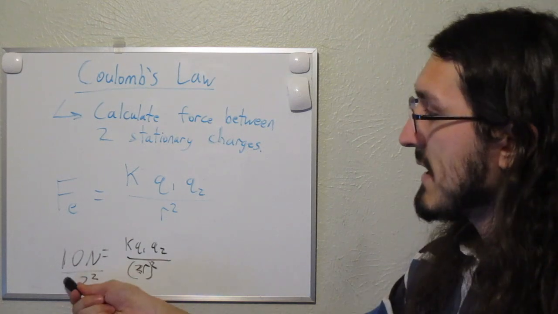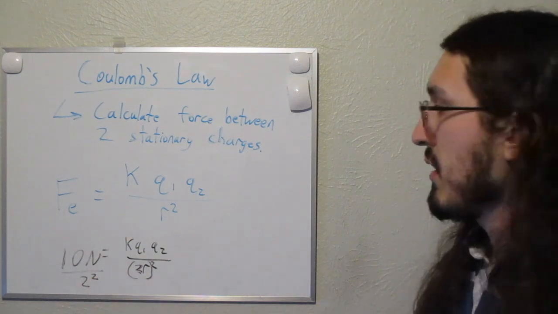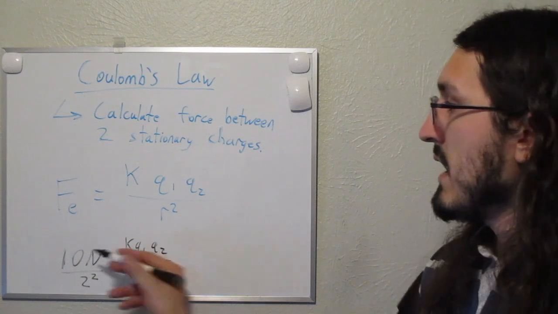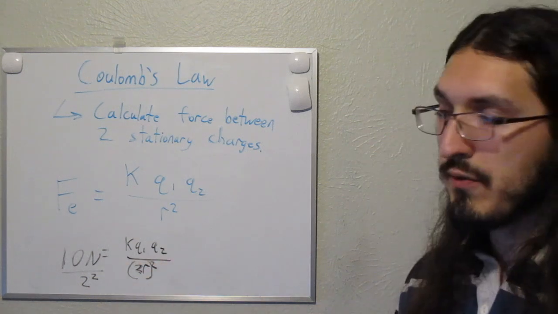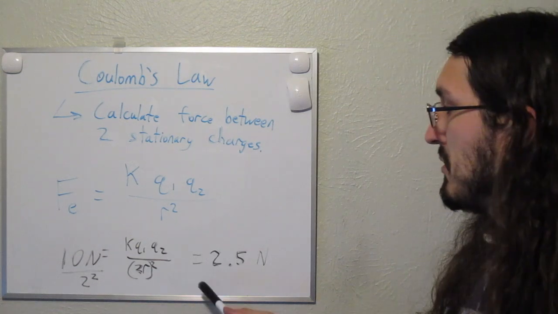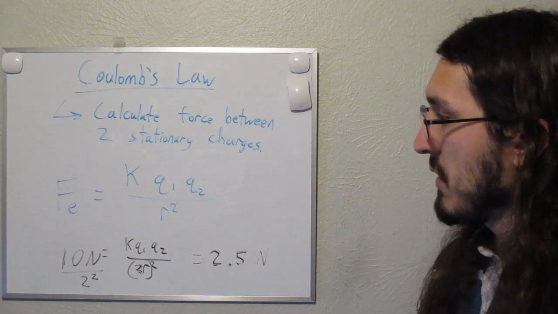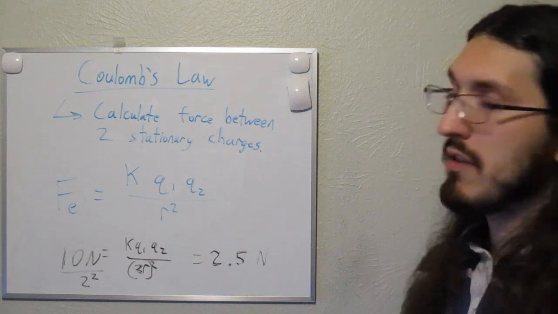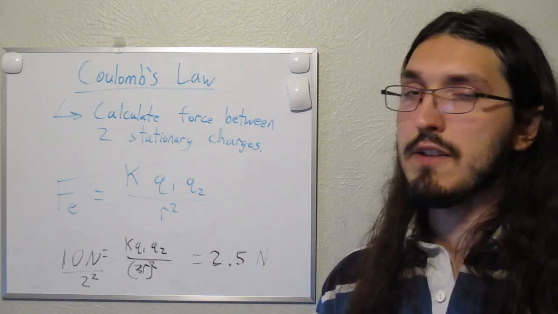Okay, so I'm also going to divide the force by 2 squared. So if I want to know my new force, it would just be 10 divided by 2 squared, which is 4. So 10 divided by 4 is my answer. Okay, and 10 divided by 4 is equal to 2.5 newtons for the new force. Okay, which makes sense, right? Because whenever the distance gets further from the two charges, the force gets weaker.